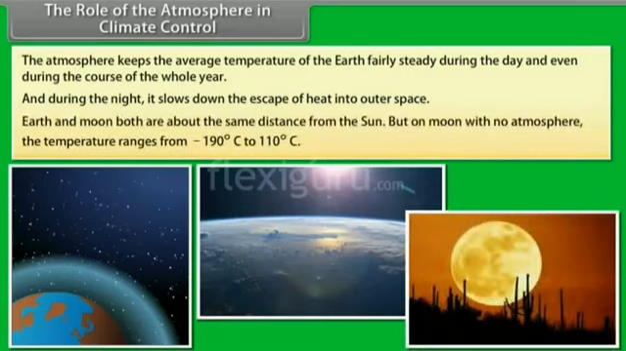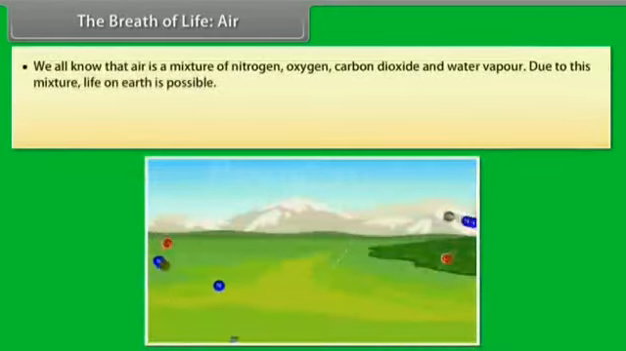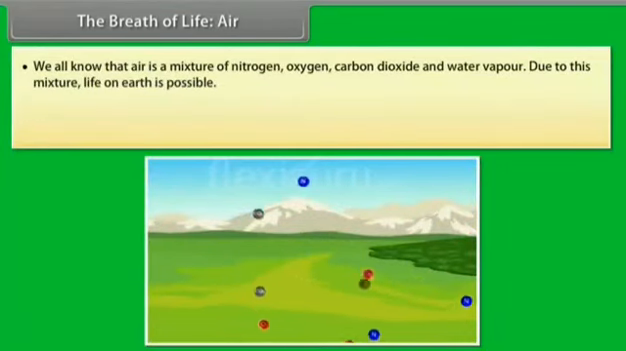Earth and Moon both are about the same distance from the Sun. But on Moon with no atmosphere, the temperature ranges from minus 190 degrees Celsius to 110 degrees Celsius. The breath of life, air. We all know that air is a mixture of nitrogen, oxygen, carbon dioxide and water vapor. Due to this mixture, life on Earth is possible.